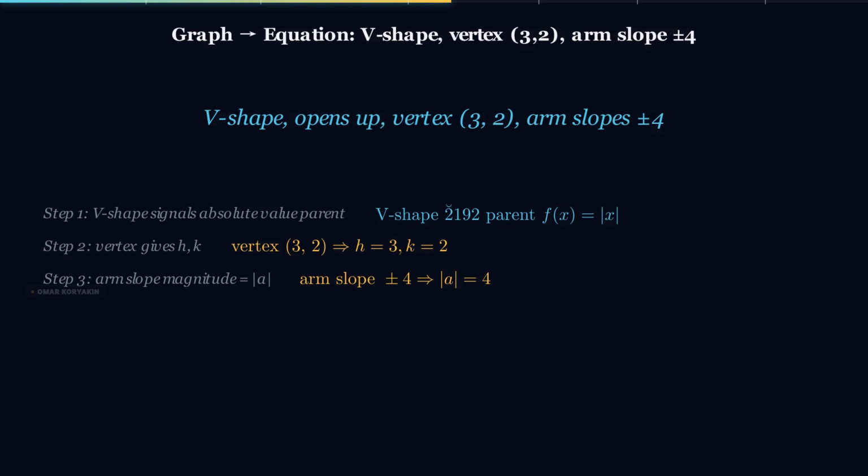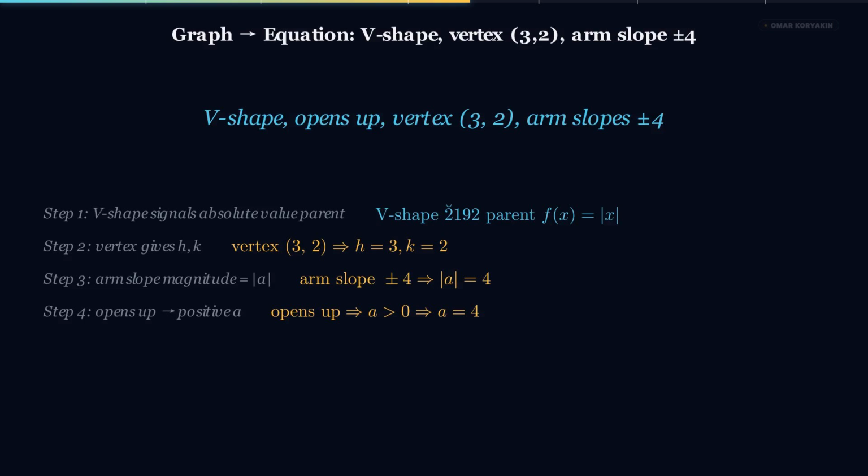Step 3. There is no horizontal stretch indicator on the graph beyond the arm slope, so b equals 1 by default. Horizontal stretch and arm slope both contribute to the apparent slope of the arms, but the convention for absolute value is to set b equal to 1 and let a carry the slope information. So a equals 4, b equals 1, h equals 3, k equals 2.